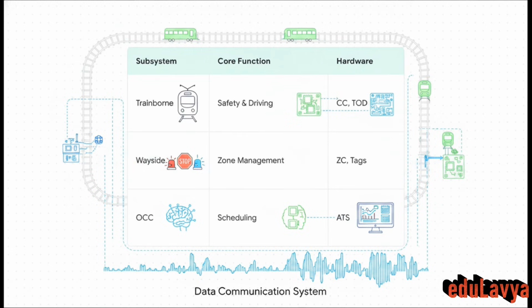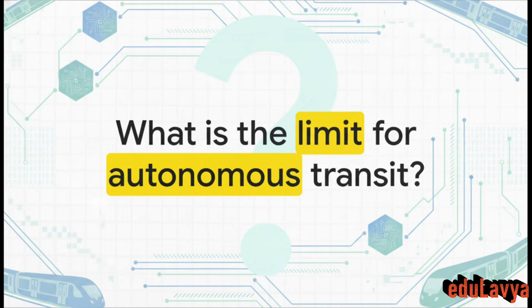And remember, all of these pieces are just constantly chatting with each other over that bulletproof data communication system. So by mastering these three architectural pillars and securely networking them together, we've managed to jump from those fixed, inefficient blocks of the past right into the dynamic, highly fluid railways of tomorrow. It definitely leaves you with an exciting question to ponder.